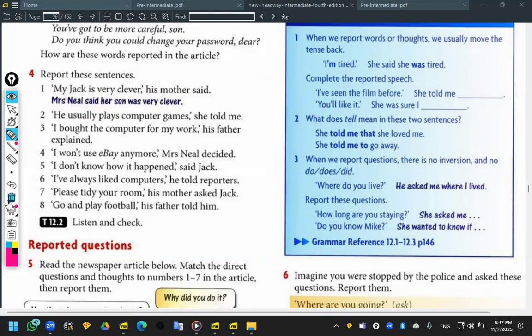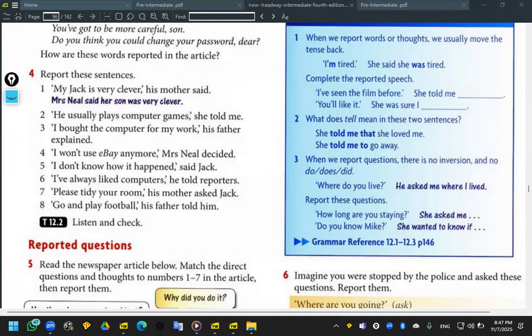Okay, let's try to report 2. He usually plays computer games, she told me. So she told me that he usually... what? Be careful about the tense. Let's listen, by the way. I think it's better to listen.